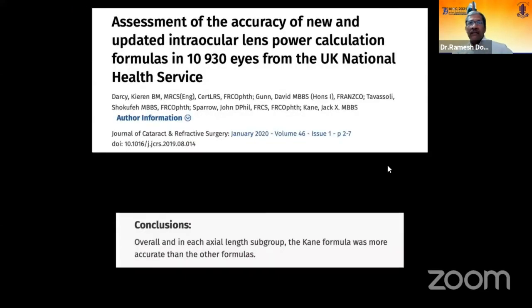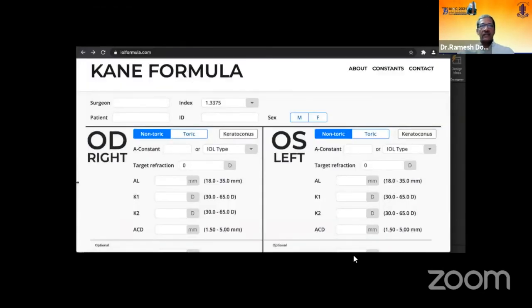Most of us did not believe it till the second article came out in JCRS January 2020, where they went and assessed an independent group of data from one single surgeon in Bristol in the National Health Service. Overall, in each axial length subgroup, the Kane formula was more accurate than the Barrett's in this particular paper.